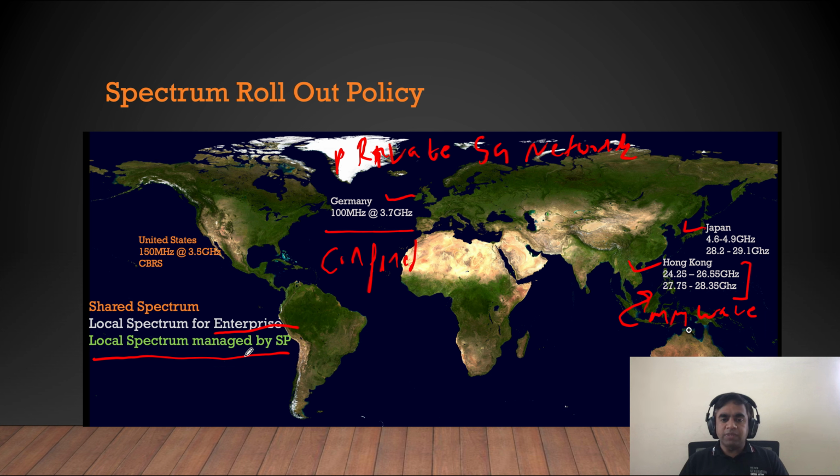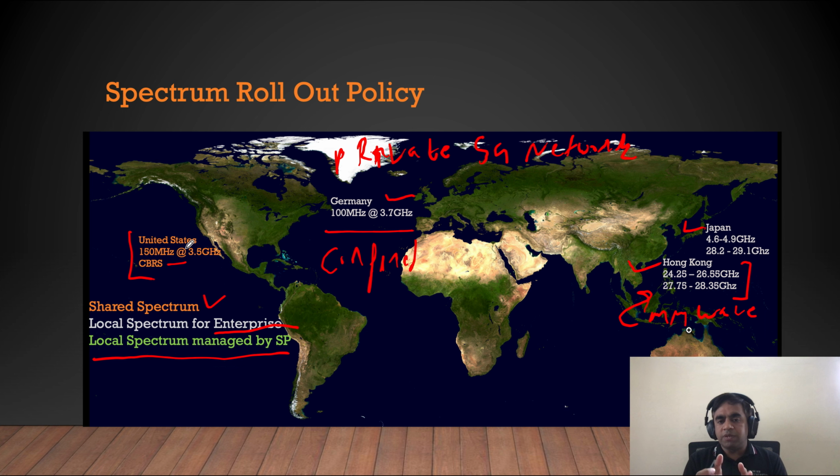Then there is something called shared spectrum as well. In the US, there is a different approach that the US took while distributing the spectrum. There is something called CBRS, which is Citizens Broadband Radio Service. They came up with a spectrum range and then they auctioned it. Telcos took part, but at the same time, enterprises have also taken part in that. So enterprises can get some share of spectrum as part of this shared CBRS range.